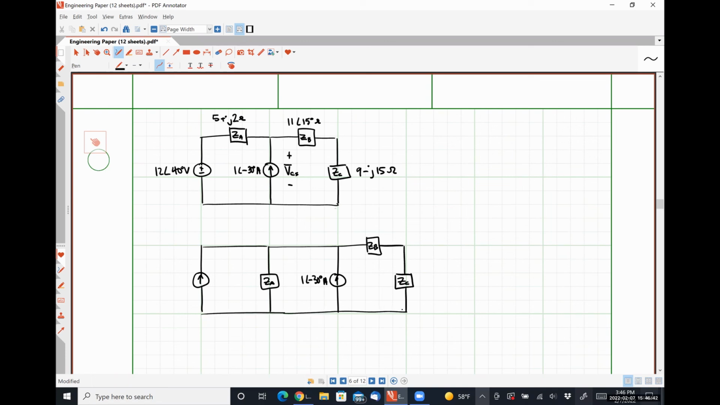So how do I do current division? What's the value of that current supposed to be? Obviously, I'm not going to ask you to do that in your head, but how would I go about getting it? Yeah, so it's just the voltage divided by the impedance in this case, right? So 12 angle 40 over 5 plus J2.